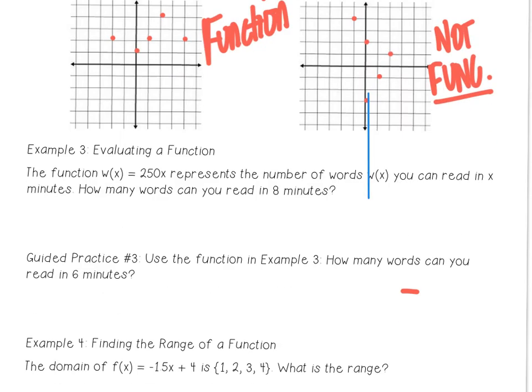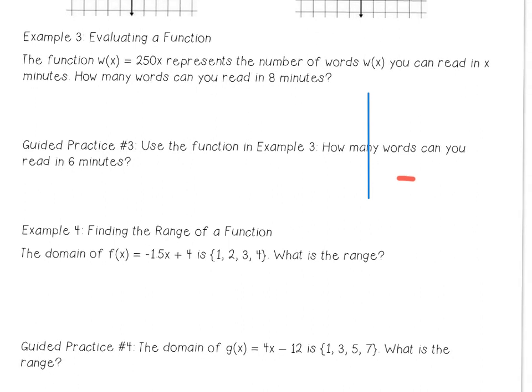Example 3, evaluating a function. The function w of x, that's how you say that as w of x, meaning that you plug x in and you get w out, equals 250 times x, and it represents the number of words you can read in x minutes. How many words can you read in 8 minutes?